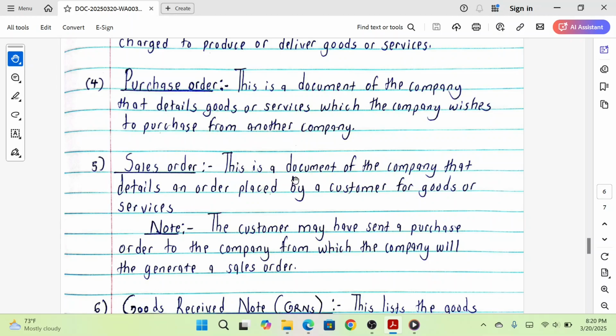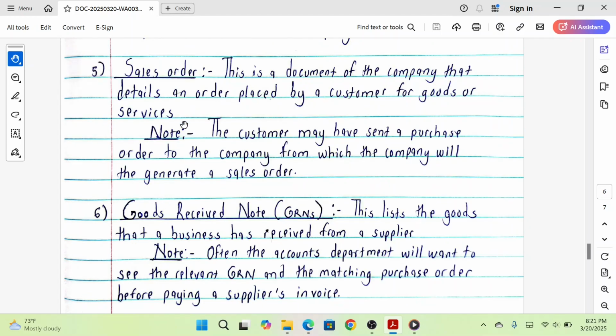Then we have the sales order. For the sales order, this is a document of the company that details an order placed by a customer for goods or services. So I want you to note that the customer may have sent a purchase order to the company, from which the company now will generate a sales order. So you can see that the customer has sent a purchase order when they desire to purchase certain items from a company, and then in return the company will issue a sales order. And by sales order definition, we have looked at it. It's a document of the company that details an order placed by a customer for goods or services.